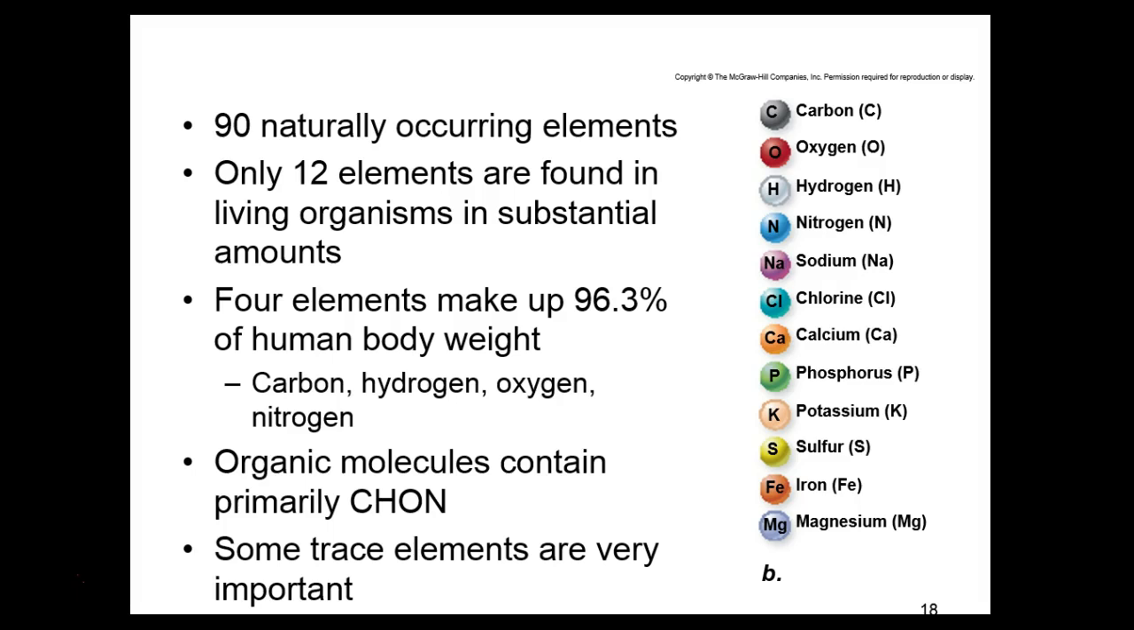Now, there are 92 naturally occurring elements. The most common ones are carbon, hydrogen, oxygen, nitrogen. Phosphorus and calcium are two. These are the ones that make up the bulk of the body weight of us, 96.3%.